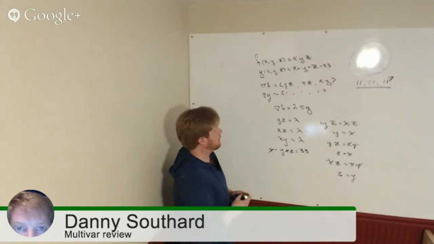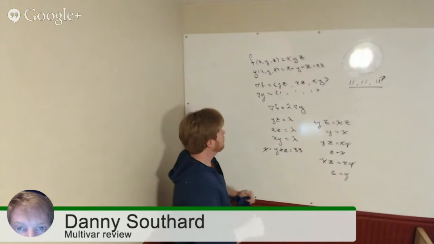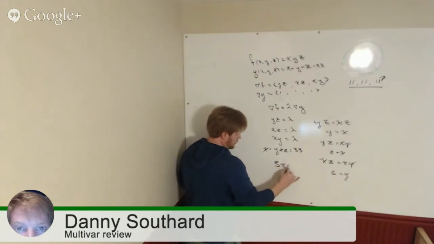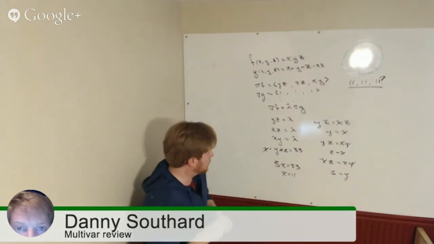Okay, I'll buy that. So then you just say 3x equals 33, so x has to be 11. They all have to be 11. That's much simpler.